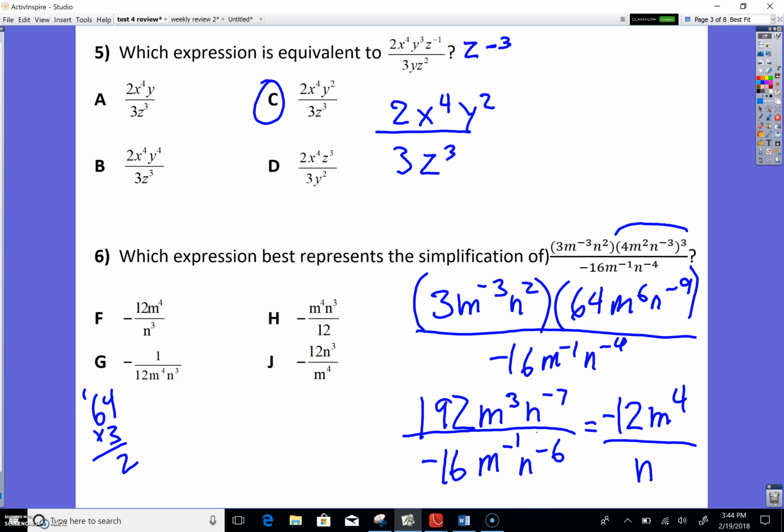Did I do everything correctly? Copy it correctly, Mr. Lee. This is a 4. Okay. Negative 9 minus negative 7 minus 4 is negative 3, so that's 3 on the bottom.